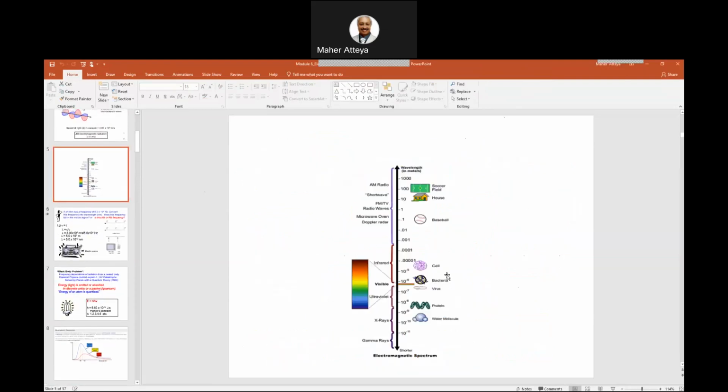Here it is. Our vision, the visible range of the electromagnetic spectrum, is from 400 to 700 nanometers. That's what we can see. We cannot see UV. We cannot see the IR, infrared, which is beyond the red. We cannot see the ultraviolet either. Ultraviolet on one side and the infrared on the other, we cannot see them.